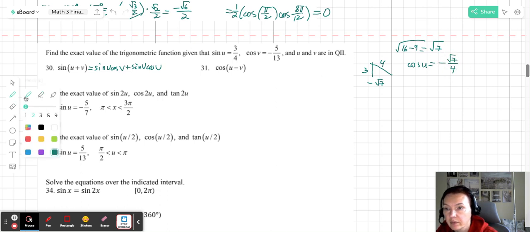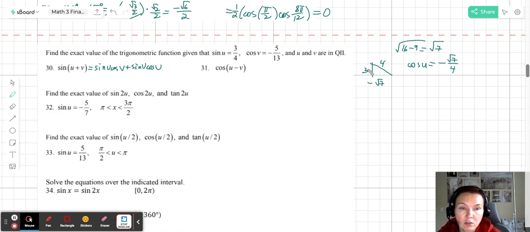Okay, cosine v. I'm going to use the same diagram. Negative 5 over 13. So this one is negative 5, and this one would be 13. So to find this side, we're doing 13 squared minus 5 squared. We calculate the square root of that, which is 12. Or you can remember your 5, 12, 13 Pythagorean triple. 3, 4, 5 is not going to work because 4 is not the adjacent side. So this one is 12, which means that sine v has to be equal to 12 over 13.